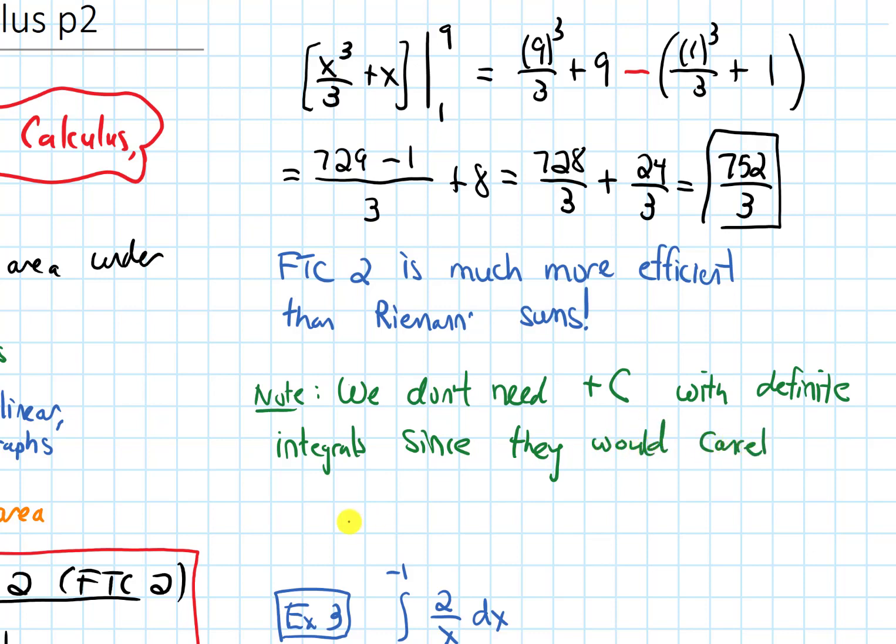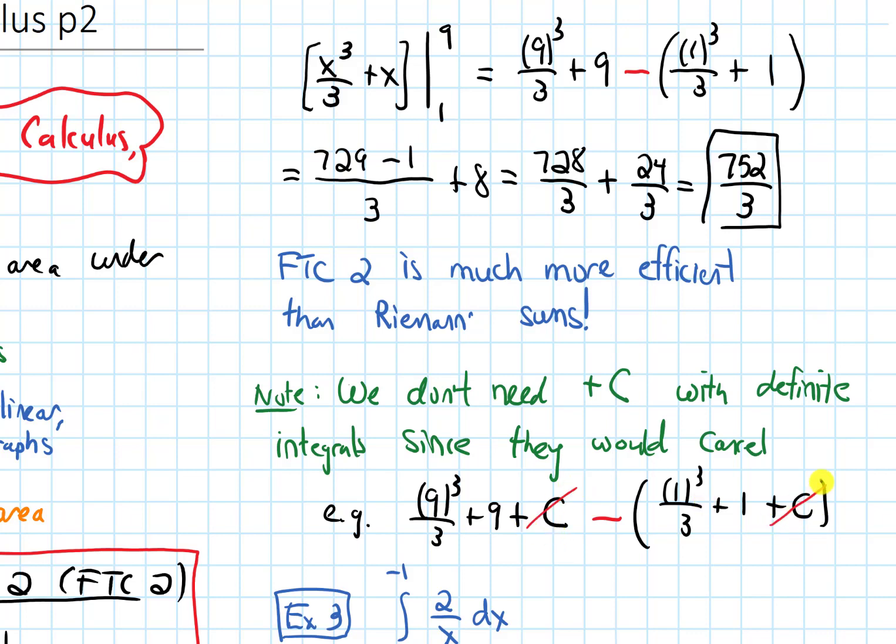For example, in the problem that we just did, we would have gotten 9 cubed over 3 plus 9 plus c if I plug in the 9, and then minus, if you plug in 1, we would have gotten 1 cubed over 3 plus 1, and then plus c. When I subtract, the c here and the c here would have canceled, and that's why we don't need to write the plus c when we do a definite integral. But when we do an indefinite integral, where we just have an integral and then my function, there I do need a plus c, because this means a general antiderivative.